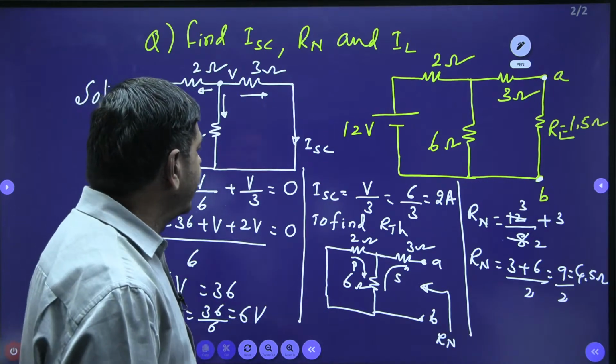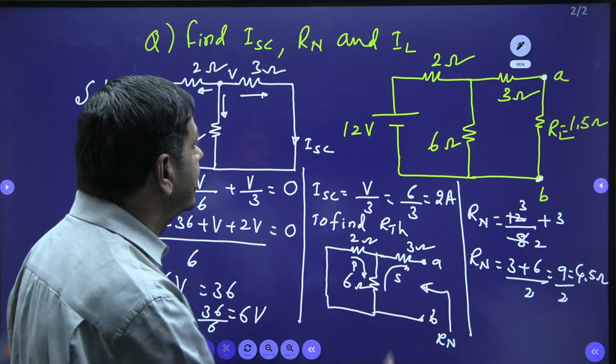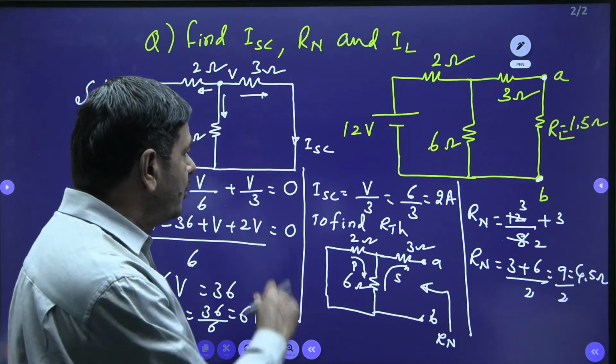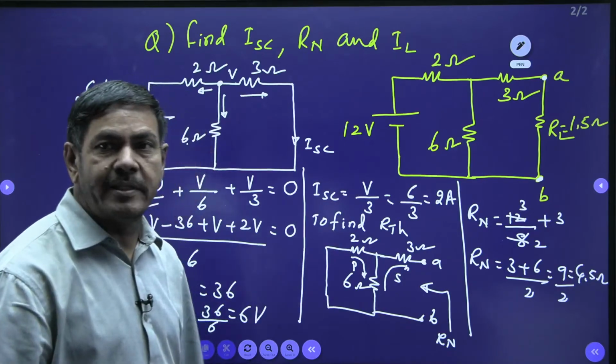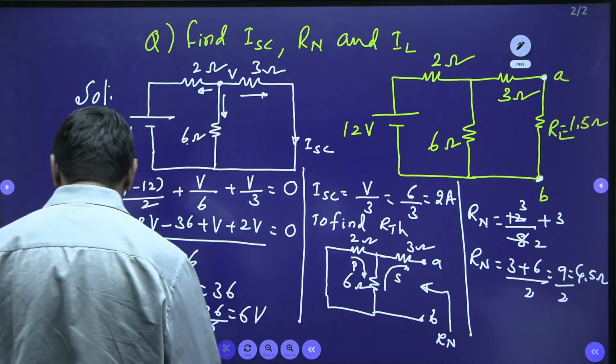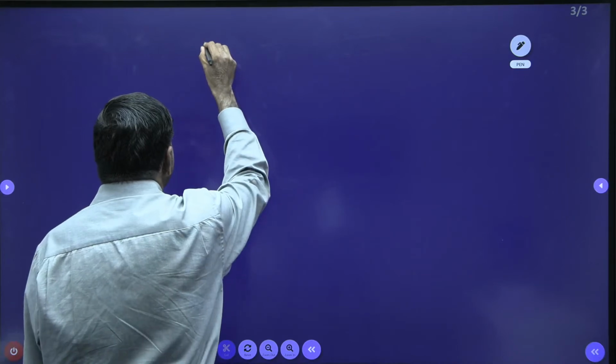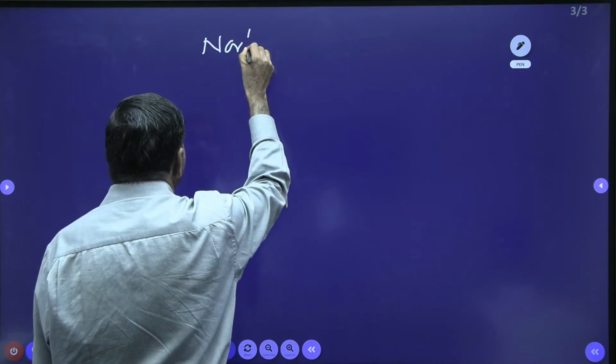But once you get the Rn value, and the load resistance is also required, you draw the Norton's equivalent circuit and find the load current IL. How can we find the IL value? I want to draw the Norton's equivalent circuit.